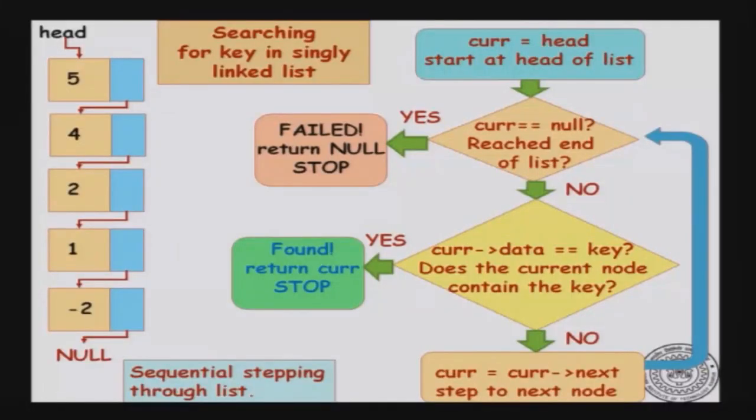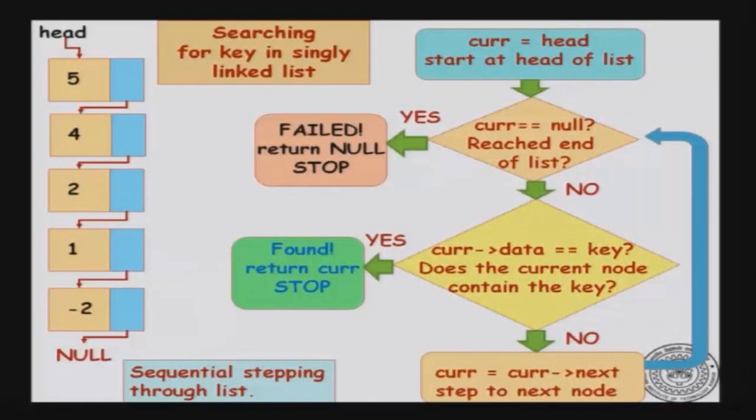Okay. Now, let us look at some useful functions to be done on a linked list. So, once you have a linked list, it will be good if you can search the linked list to see whether an element is present or not. Okay. So, we will look at a very simple algorithm. So, we want to search for a particular key, that is an element, in a singly linked list. So, how do you do it?